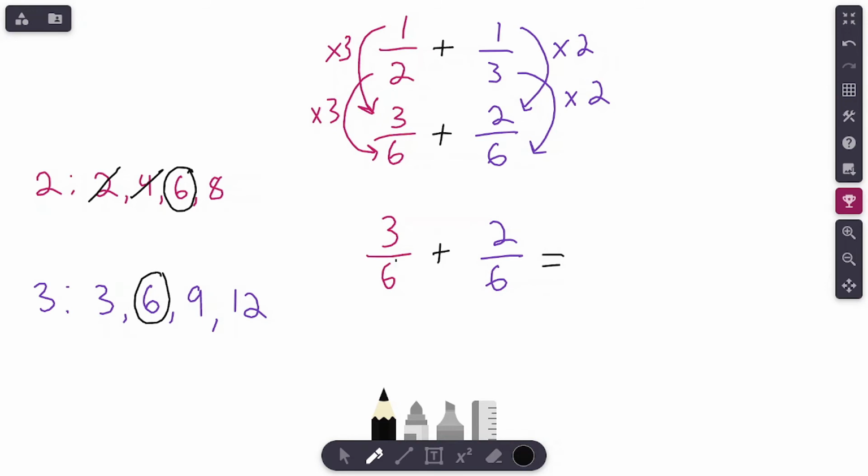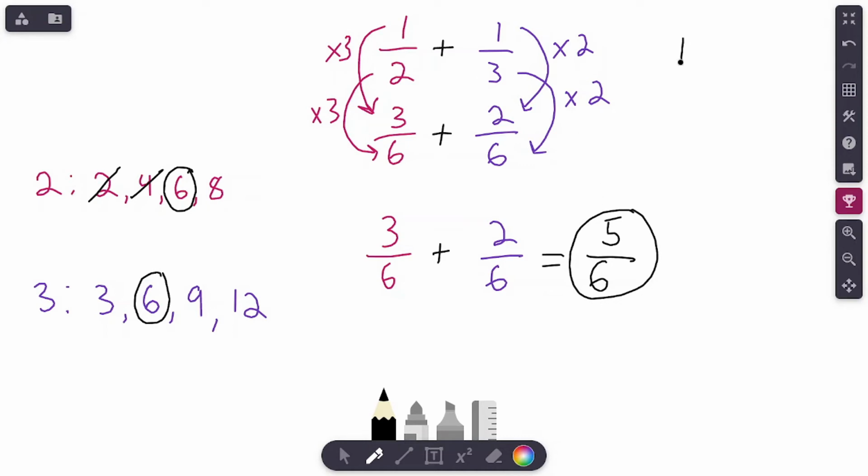So the denominators are both 6, so that's going to make it easy for us to add, because if the denominators are the same, we can go ahead and just add away. So denominators stay the same. Now add the numerators. 3 plus 2 gives us 5, and our answer is 5/6.